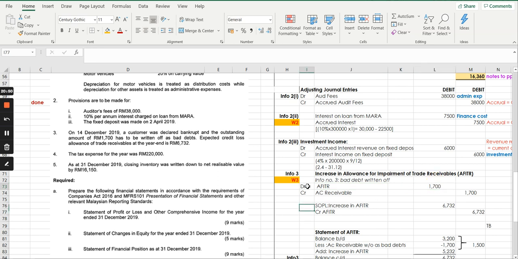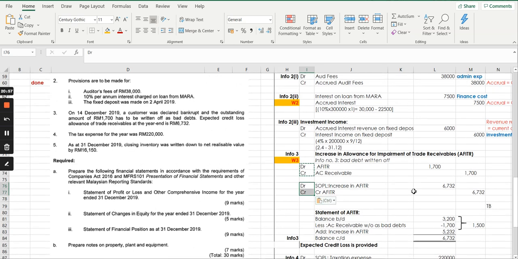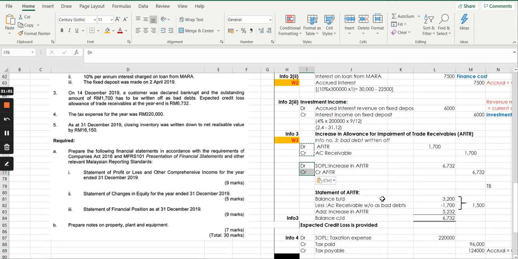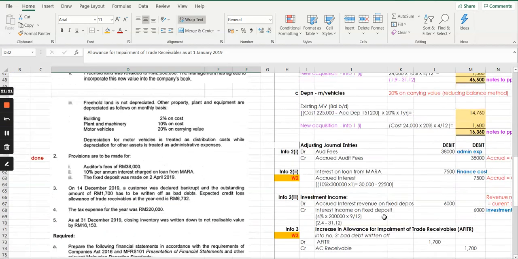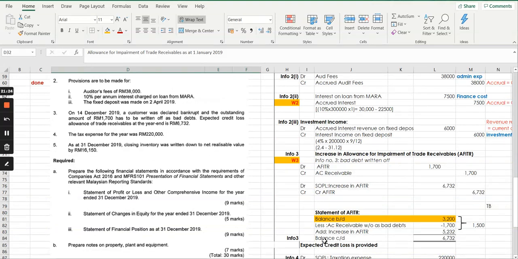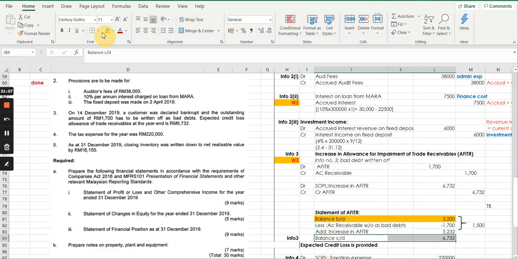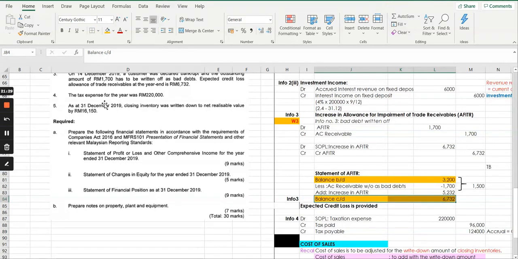The second one is the journal entry related to the charge for the year, to look at whether there is an increase or decrease in allowance. To do that, you can first set up your statement of allowance here and put the balance given. This 3,200 that you have here is the beginning balance of the allowance, as what you did before. And the balance carried down here, 6732, is the one given here.